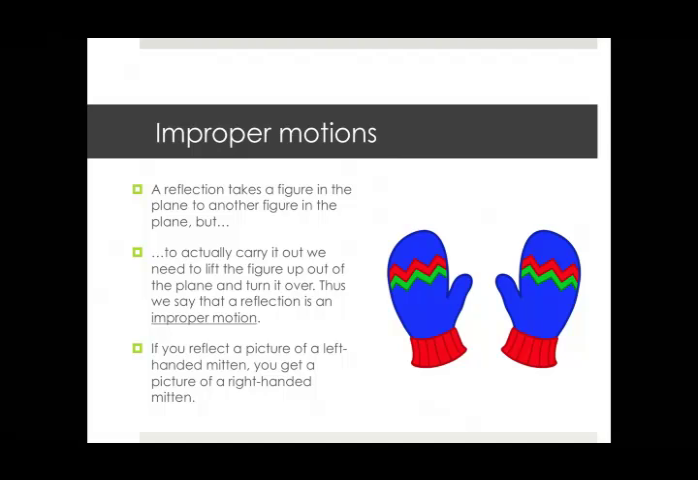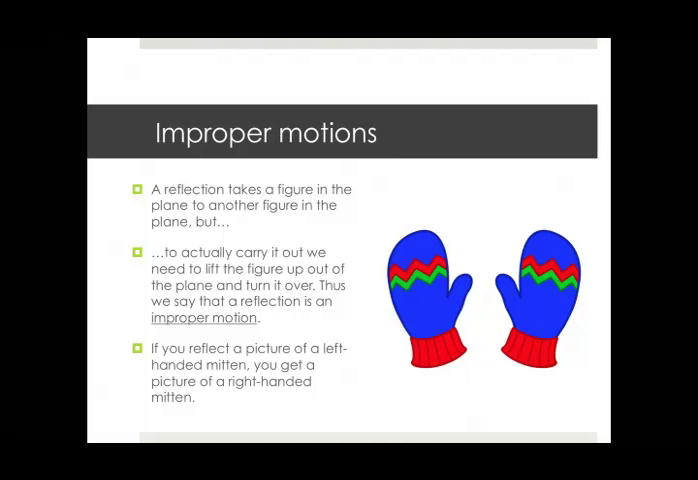It's only by picking it up and turning it over so you could see the backside that you would then say I have a right-handed mitten. So if I want to turn it from a left-handed mitten into a right-handed mitten, I have to pick it up and turn it over. And vice versa. If I would have the right-handed mitten on the right, I would have to pick it up and turn it over to turn it into a left-handed mitten. So in any case where the motion actually requires us to pick the figure up and turn it over, then we say that the reflection, or whatever it may be, is an improper motion.